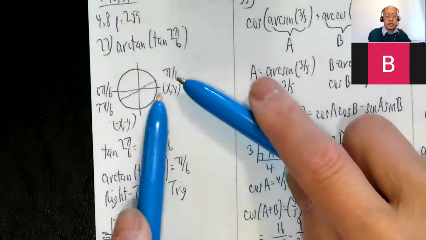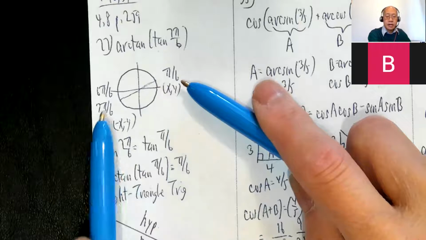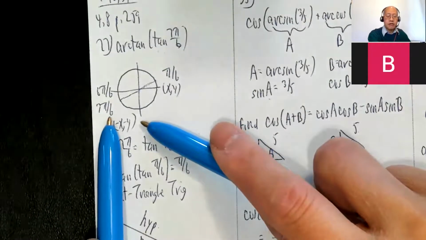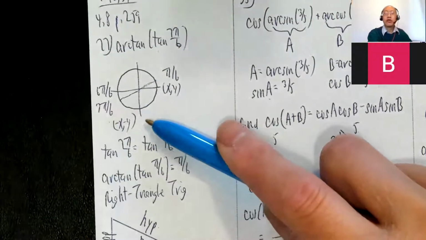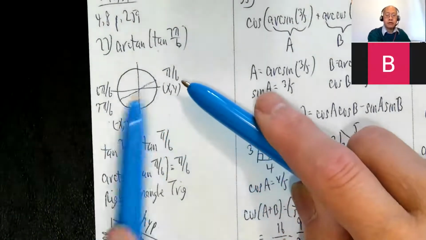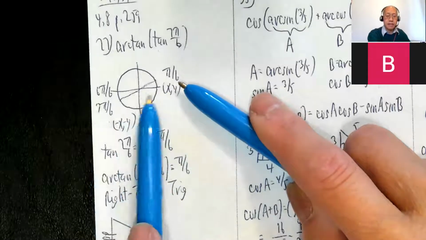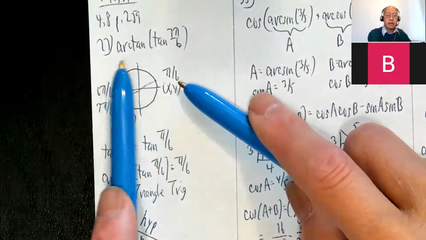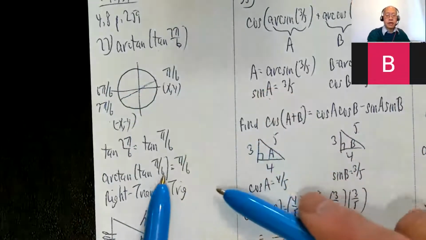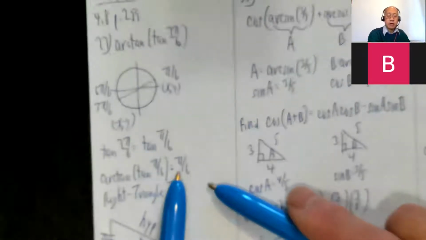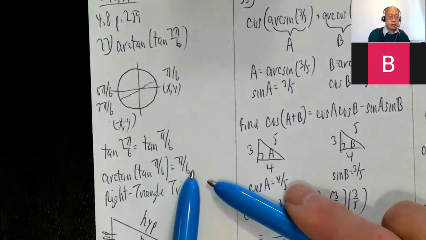Okay, so the argument again is, if this is x comma y, this is negative x comma negative y, but the ratio sine over cosine or y over x is going to be the same. Okay, and since arctangent returns a value between negative pi over 2 and pi over 2, my answer is pi over 6, not 7 pi over 6.